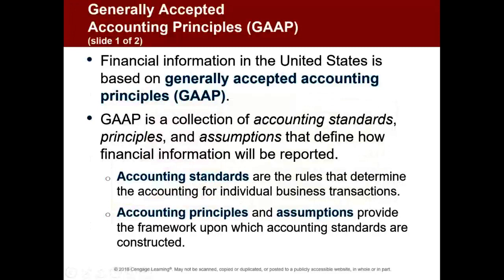What we are learning about in this class are guidelines. We're learning about financial statements, and we're also learning about generally accepted accounting principles. We like acronyms in here. This acronym, we refer to it as GAAP. It's a collection of accounting standards, principles, and assumptions that define how financial information will be reported. Standards are the rules that determine the accounting for individual business transactions. Principles and assumptions provide a framework. They aren't so much rules, but they're kind of standards of practice.